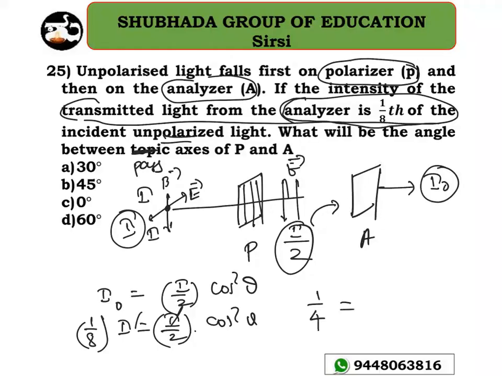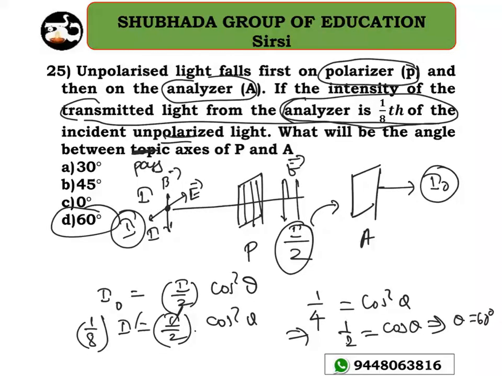Cancelling I, we are left with 1 by 4 equal to cos square theta, which implies 1 by 2 equal to cos theta. So theta equals cos inverse of 1 by 2, that is 60 degrees. That's the reason 60 degrees is the right answer for this question. I hope you have understood the concept behind that, and please use the same methodology to solve problems on polarization. This is how you can solve this problem very easily.